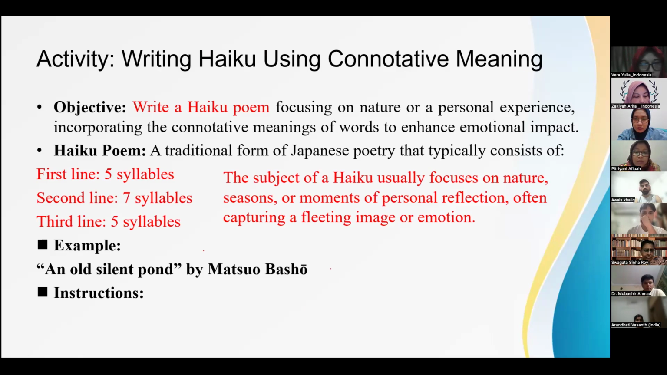The first step, we will write a haiku poem focusing on nature or personal experience, incorporating the connotative meanings of words to enhance emotional impact. So before that, we need to know the template or the format of this type of poem. Usually, for a haiku poem, the first line includes 5 syllables, the second line 7 syllables, and the third line 5 syllables again. So how to measure the syllables?